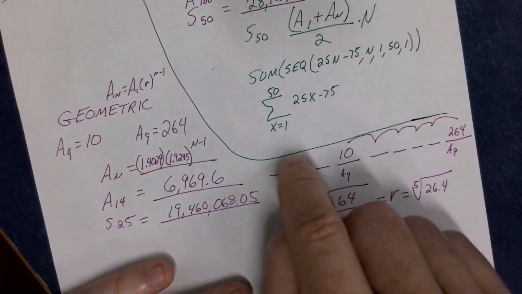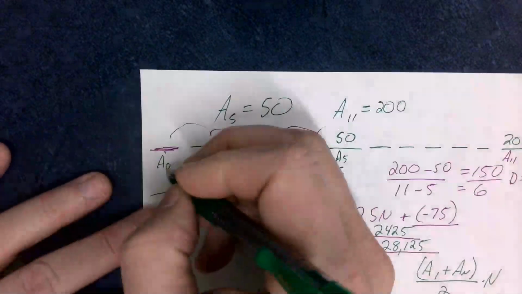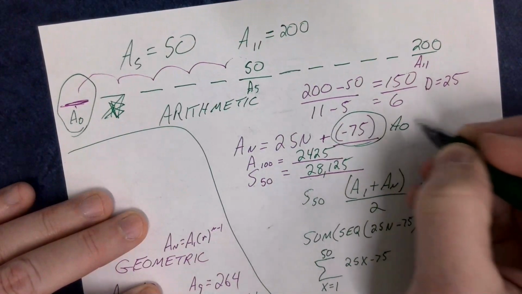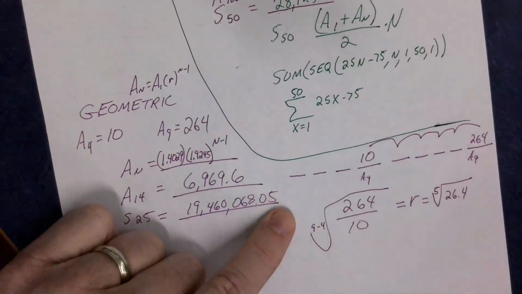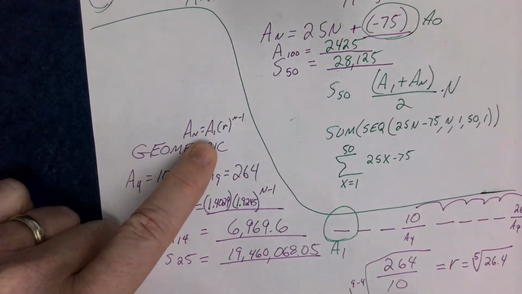And then I go, how far back do I have to go? Remember again that on arithmetic, that's a sub 0. On geometric, the thing I need is a sub 1 in the formula. Okay?